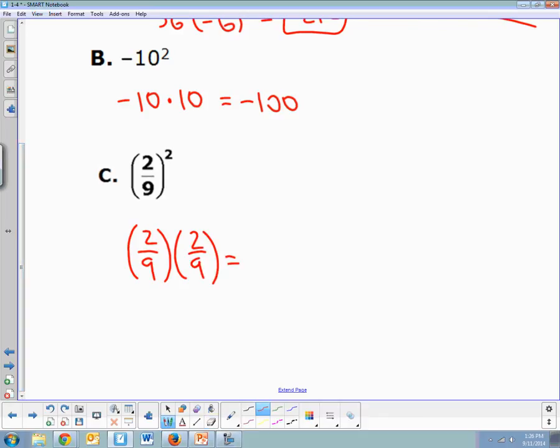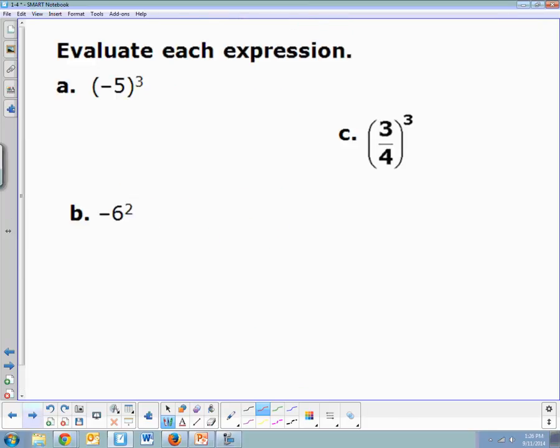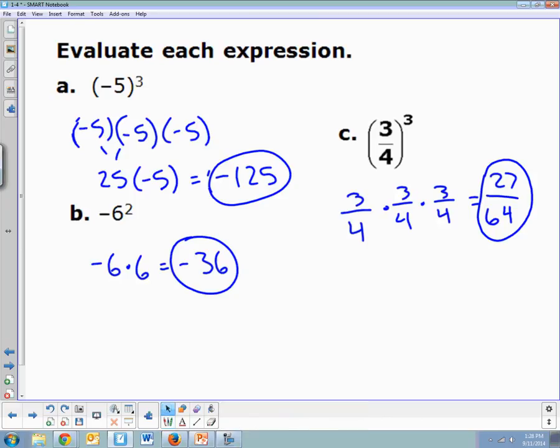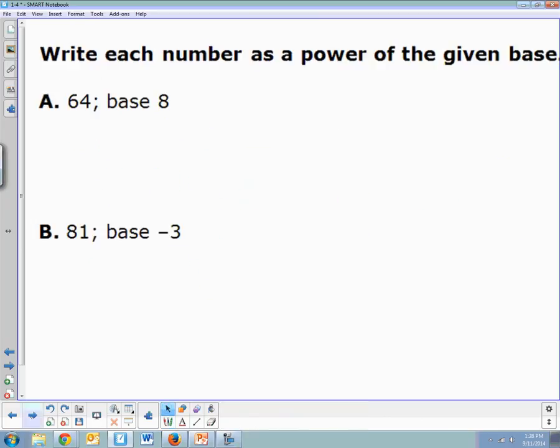Multiplying with fractions, we multiply the numerators. 2 times 2 is 4. We multiply the denominators. 9 times 9 is 81. I can't reduce that. That's it. 2 ninths squared is 4 81sts. And that's how we use exponents with fractions. Give these three a try on your own, and we'll see what you come up with. So pause it.